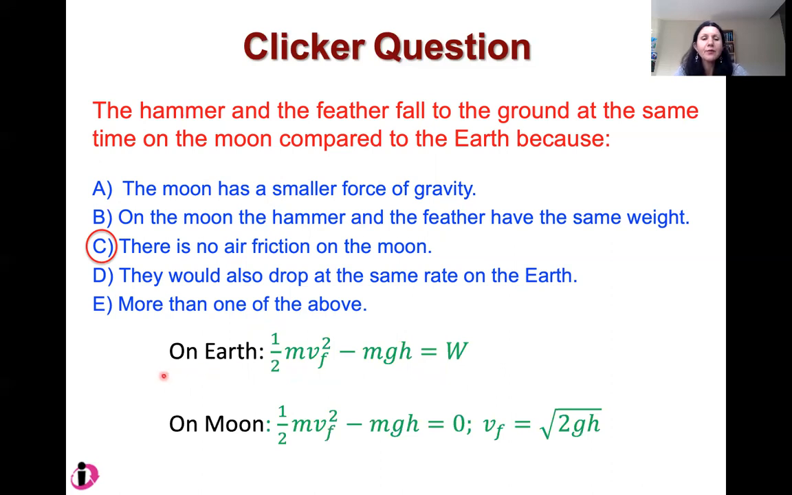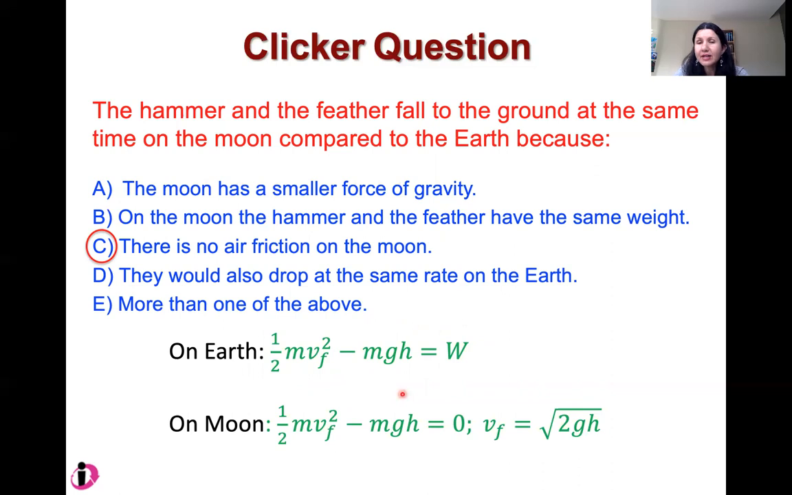So if you work out your conservation of energy on Earth, as the feather or the hammer drops, it is increasing in kinetic energy. Its final kinetic energy before it hits the surface is 1/2 mv final squared. And then the change in gravitational potential energy: it goes from some height h to 0, so it has a minus h change, so minus mgh.